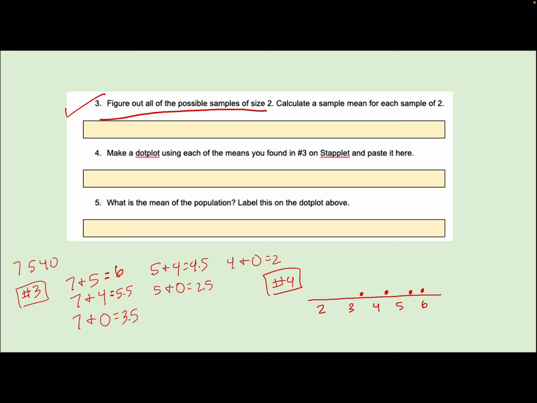I'm just plotting all of the means. Okay, cool. So we graphed all of the means. Next up, it's asking us to find what's the mean of the population.